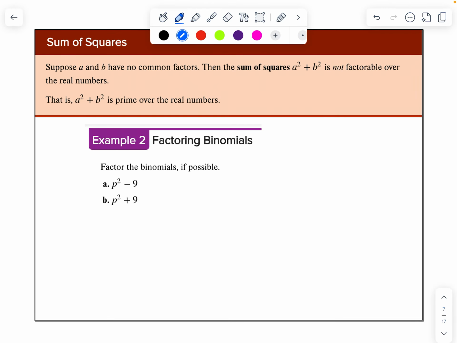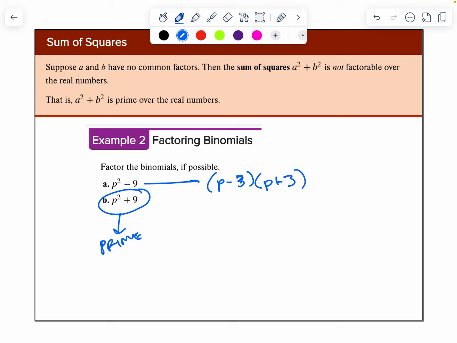All right, remember from the beginning, p squared minus 9, easy. That's p minus 3 and p plus 3. This, I said at the beginning, there's two things that we have to have. We have to have a difference and they have to be perfect squares. Since this one is a plus, it's not a difference, this we're just going to call it prime. This difference of squares method only works when we're starting with a subtraction problem. Remember from the word problems lesson that subtraction is the key word difference. When you read difference in a problem, it means you're doing subtraction.